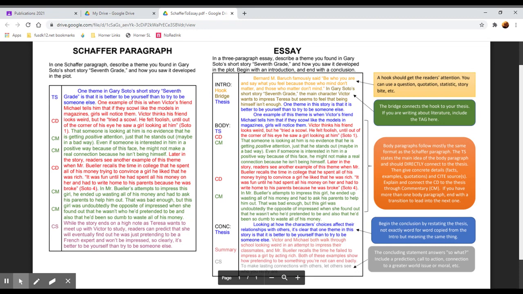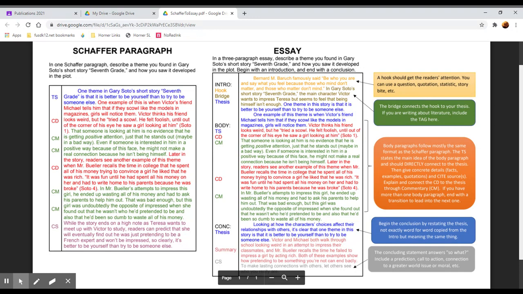Then we have the body paragraph. In this case, the prompt called for a 3-paragraph essay, so we have just one body paragraph. Your topic sentence should relate very explicitly, specifically, clearly to your thesis. One example of this theme is when Victor's friend Michael tells him that if they scowl like the models in magazines, girls will notice them. That's clearly stating the topic of this paragraph, right? We're going to explain how we see that theme in the text. Our first piece of evidence is about Victor's friend Michael. So then we have our concrete detail here in red, the commentary exactly the same as the body paragraph.